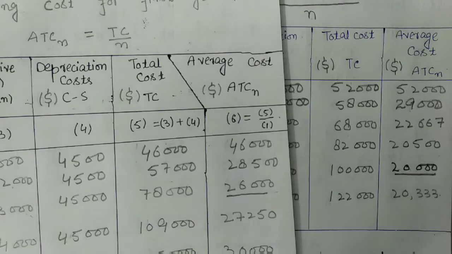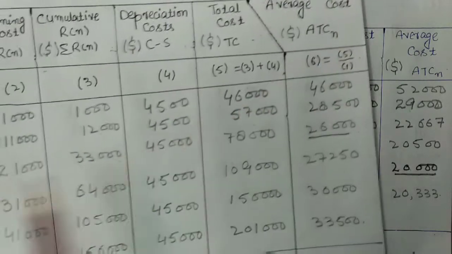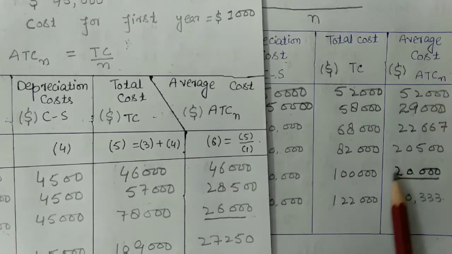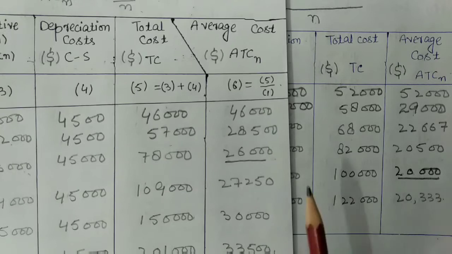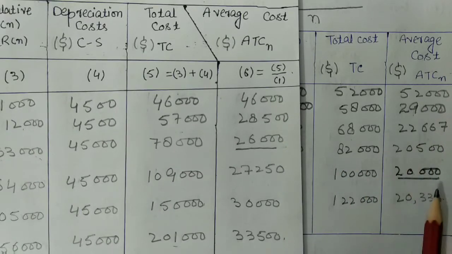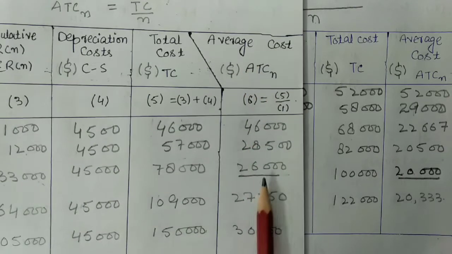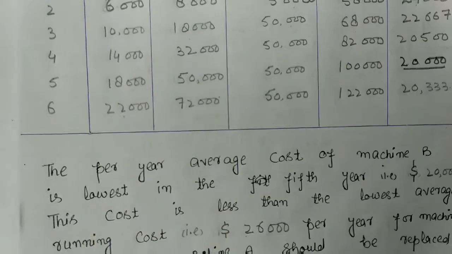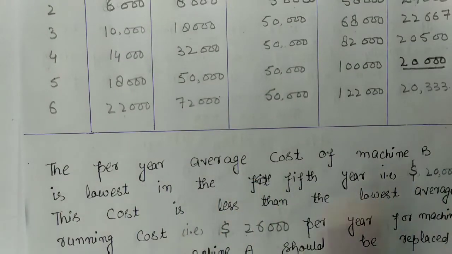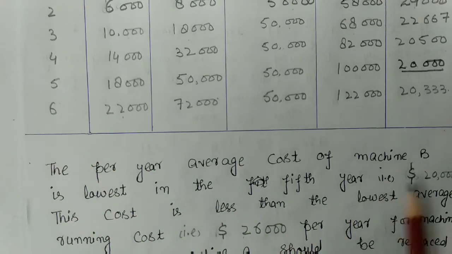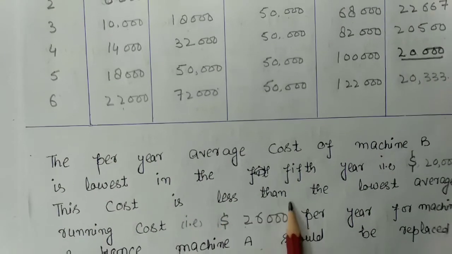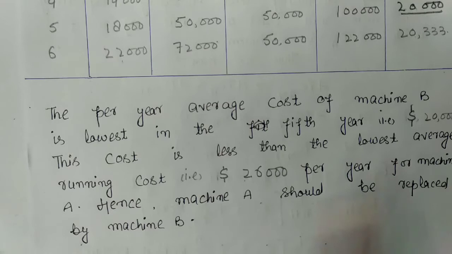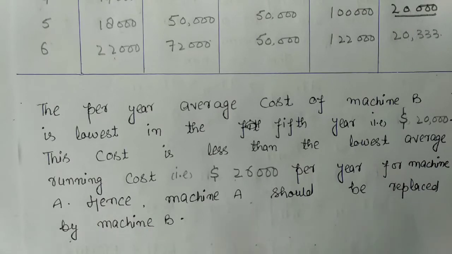While comparing, the lowest average cost for machine A is 26,000 and the lowest average cost for machine B is 20,000. The average cost of machine B is lower than the average cost of machine A, so we can say that we can replace machine A by machine B. I have written here that the per year average cost of machine B is lowest in the 5th year, which is 20,000. This cost is less than the average running cost of 26,000 per year for machine A. Hence machine A should be replaced by machine B.